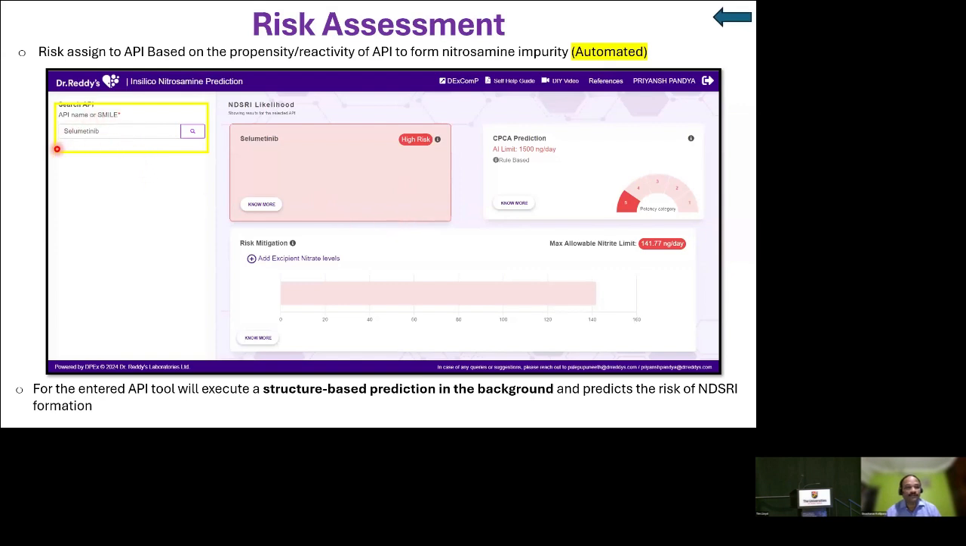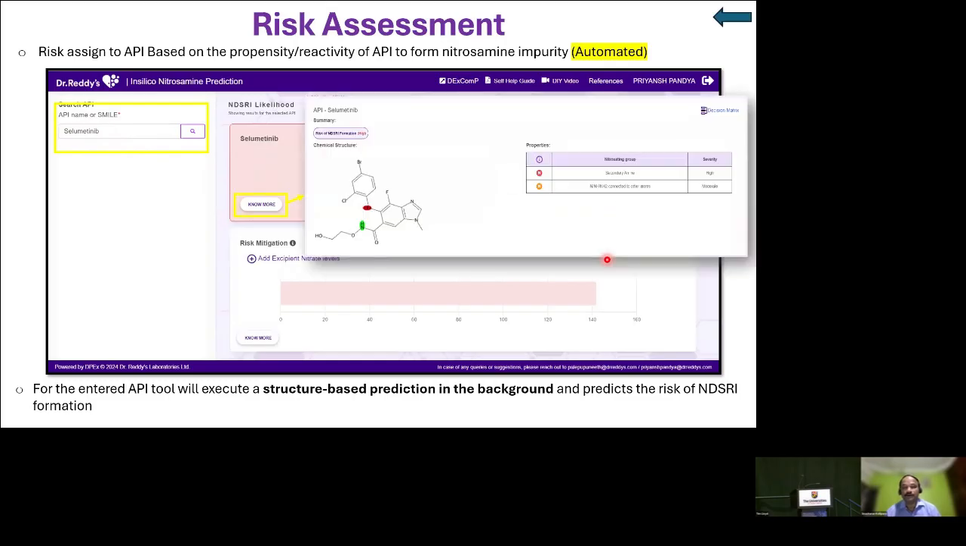So, for example, we have taken selumetinib as one of the examples to demonstrate this case study. The moment we type selumetinib in the toolbar, it automatically takes the structure from the literature, and then it calculates various aspects such as risk category as well as the CPCA prediction, and it can also give the maximum allowable nitrite limit for this particular molecule. And again, you can see from here that once the structure has been imported into this tool, it can identify the functional groups which are prone to NDSRI formation.